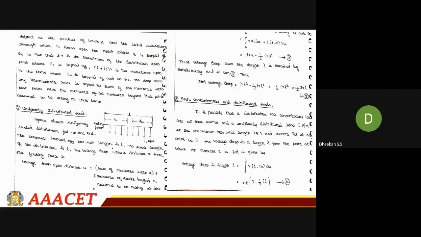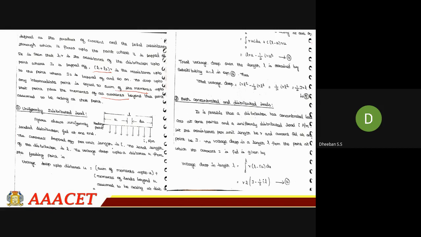Okay. So here it is seen that L1R is the resistance of the distributor up to the point I1 is tapped off. Next it is (L1 plus L2) into R, that is the amount of resistance up to the point which is tapped off. They are saying the drop up to any intermediate point is equal to the sum of the moments up to the point plus the moments of all the currents beyond that point. So this is the basic concept I explained in the previous slide.